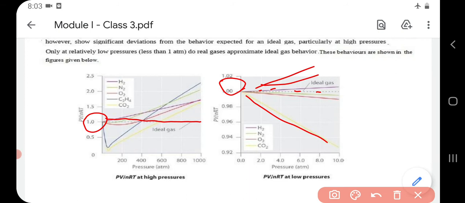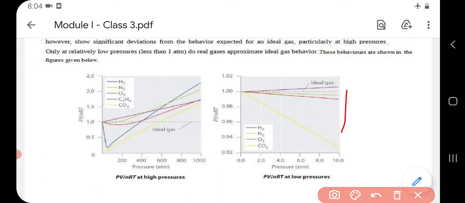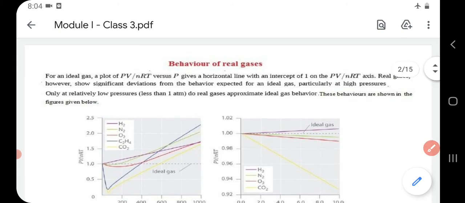So just draw the x and y axis, mark the terms on the x and y axis, then draw a dotted line at that one marking and write ideal gas, and just draw the shapes of all other gases, because they are all deviating from the ideal gas behavior. They are having various intercepts other than one. Okay, that is enough.